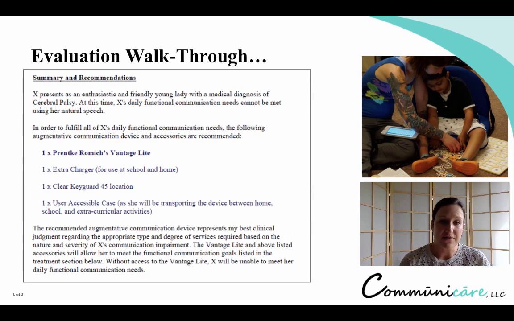Once we've detailed those 3 different systems, we've hopefully narrowed it down to one that we're going to recommend for a 4-week trial. And we summarize this and detail specifically what we're looking for. Every item that is detailed in the recommended device needs to be substantiated within the report. So if you're asking for a key guard, it needs to be described as to why a key guard is needed. If you're asking for an accessible case, you need to detail why. Even if it's a symbol set or the device itself, it has to be detailed somewhere within the evaluation.